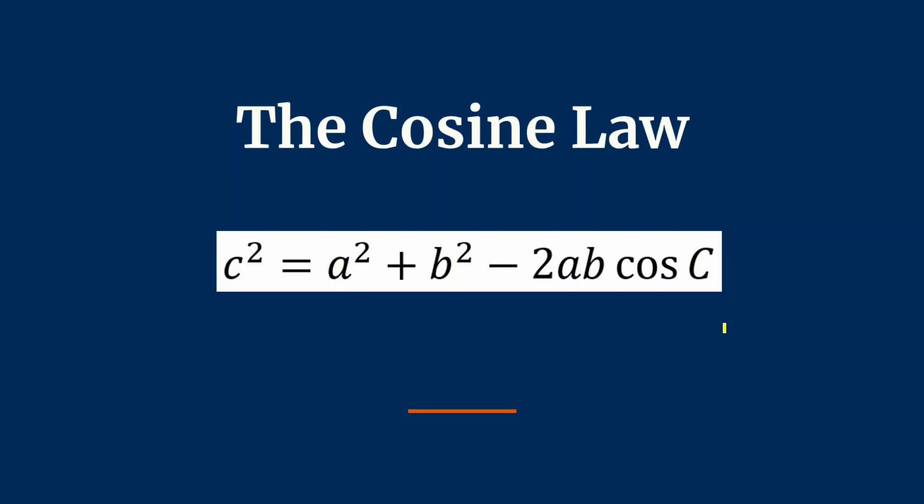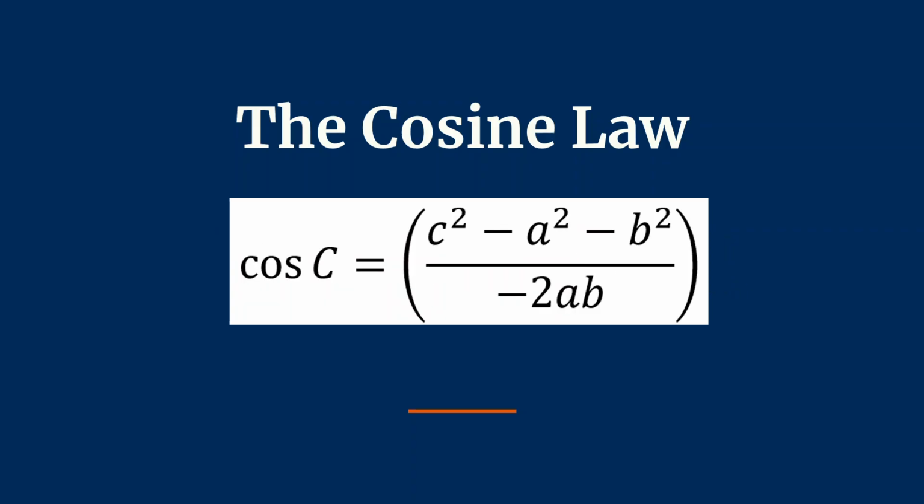And in order to do that, I'm going to show you the rearranged, or as I call it, backwards cosine law. So imagine starting here and trying to solve for angle C. I would subtract a squared on both sides. I would subtract b squared on both sides. I would divide by this negative 2ab. And that gives us exactly that. So I had c squared, I subtracted a squared, I subtracted b squared, and then I divided by negative 2ab.